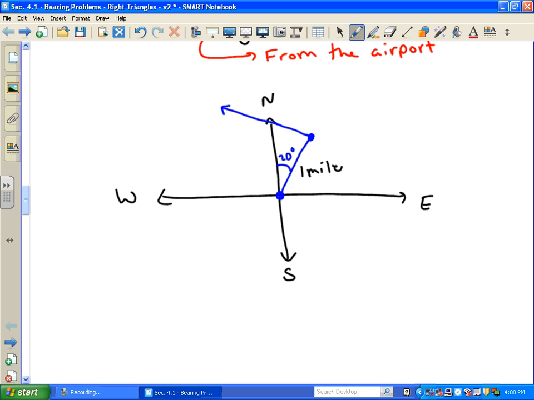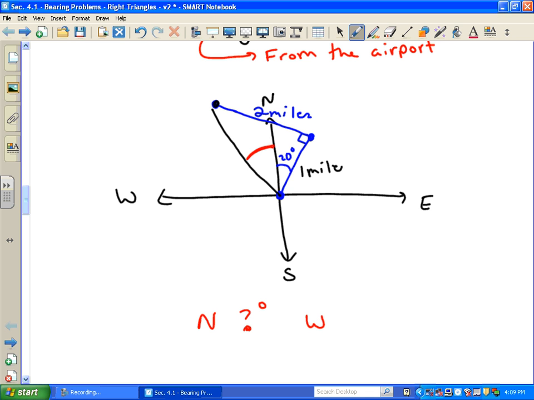All right, now from there, it said that the airplane flew 2 miles. And so what you'll want to do is extend that until it's about 2 units. So there's 2 miles in that direction. Now the final question is, what's the bearing after you have flown 2 miles? So they want to know a new bearing. Now this new bearing is going to be north, however many degrees west. So I need to know north, how many degrees west.